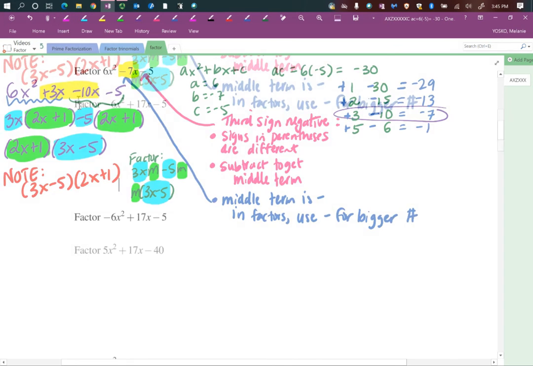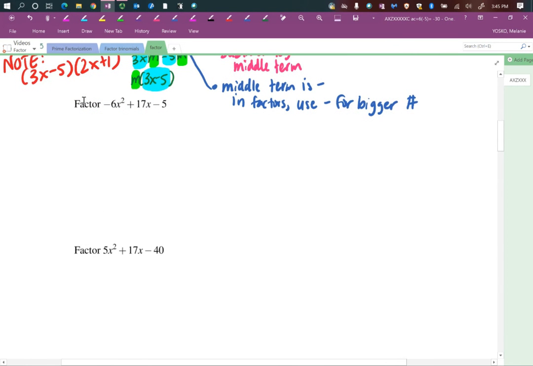Okay, let's try another one. Factor negative 6x squared plus 17x minus 5. So we're going to look at this and say we'll have x squared, x, and a constant. And then we say, can we factor something out of all three terms? No. But it would be really helpful if the coefficient of x squared was positive. So let's factor out a negative 1. So negative 1, then we get 6x squared minus 17x plus 5.